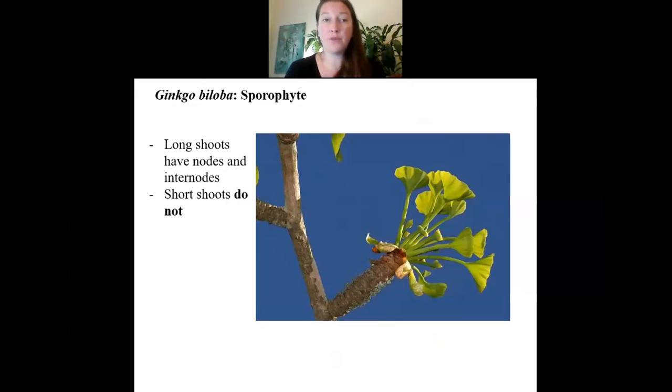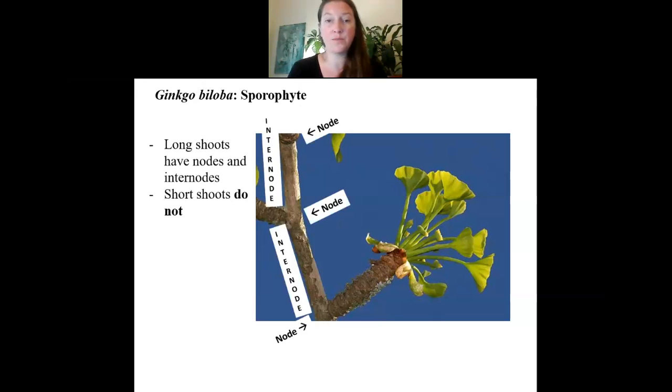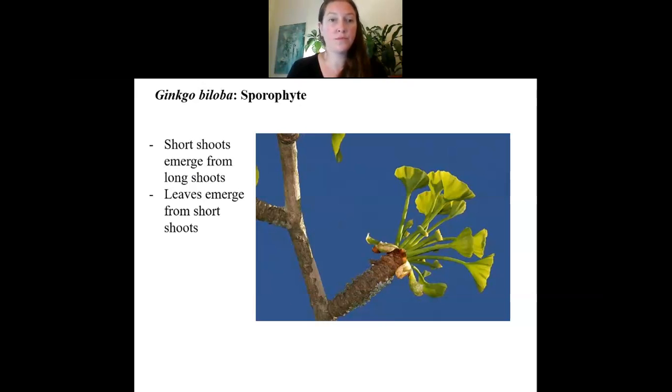The long shoots have nodes and internodes. The short shoots do not, right? So you can't really discern or tell apart nodes and internodes on the short shoots. It's too short. The stuff is too close together to tell. Long shoots, you can see nodes and internodes. But see the leaves emerging from the short shoots? There you go. Yep. Short shoots emerge from the long shoots, and the leaves emerge from the short shoots.